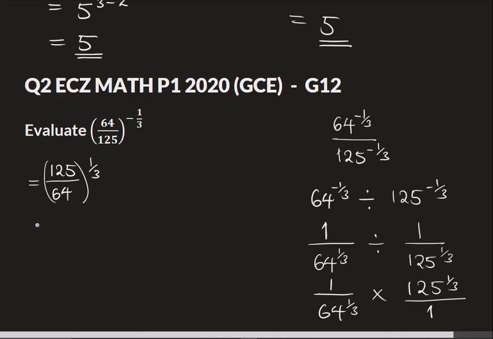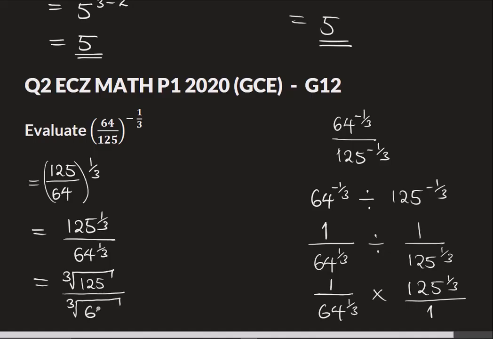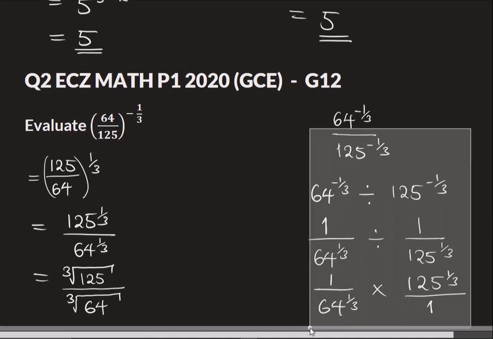Next, what we have to do now is distribute. This 1 over 3 can be put to the numerator and the denominator just like we did here. 125 to the power 1 over 3 over 64 to the power 1 over 3. And now we know what a fractional power means. It just means the number in the denominator is going to be our root. So we'll have 3, this root symbol, 125 like that, a 3 for the root symbol, and 64. So our goal now is finding the third root of these numbers.